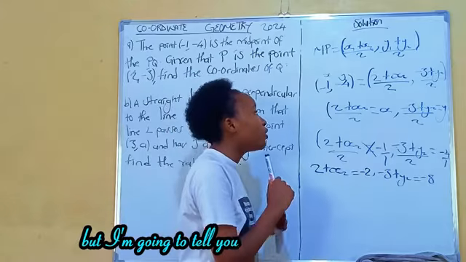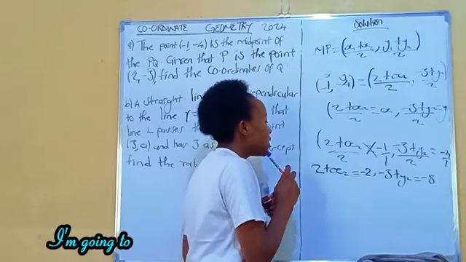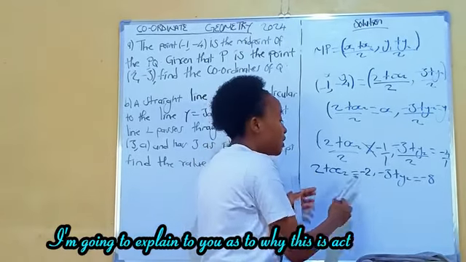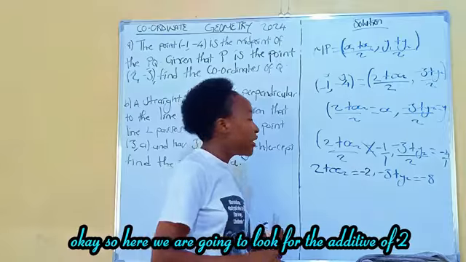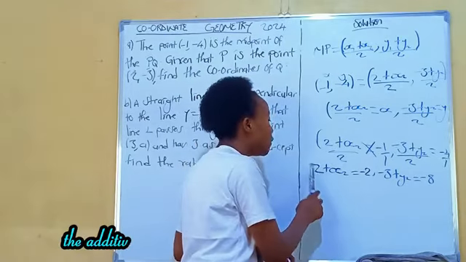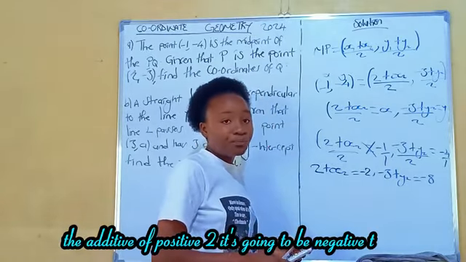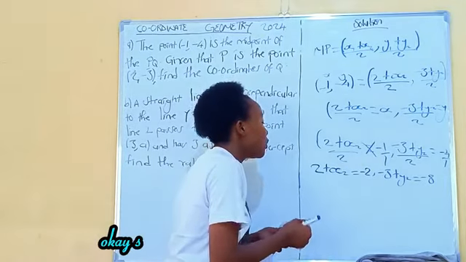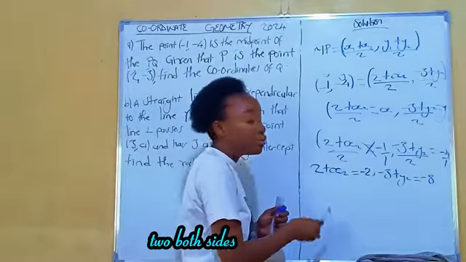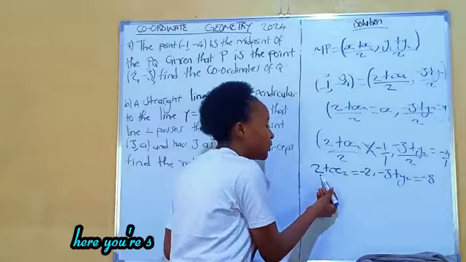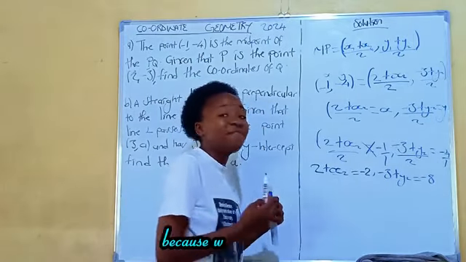But I'm going to explain to you why. Here we're going to look for the additive inverse of 2. Positive 2, the additive inverse of positive 2 is going to be negative 2. So you are going to subtract 2 both sides to remain with x, because we are finding the value of x.